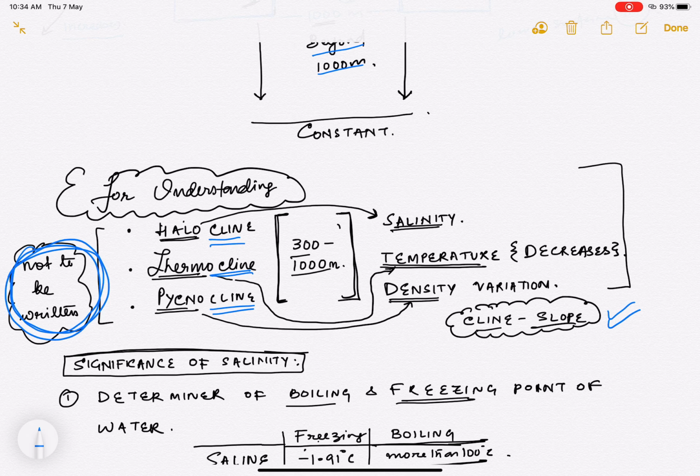And the thermocline, again, is located between 300 to 1000 meters. It's nothing but your temperature. I will discuss it while discussing the temperature distribution. Pycnocline, pycno means density variation. Again, we'll discuss it while discussing density.